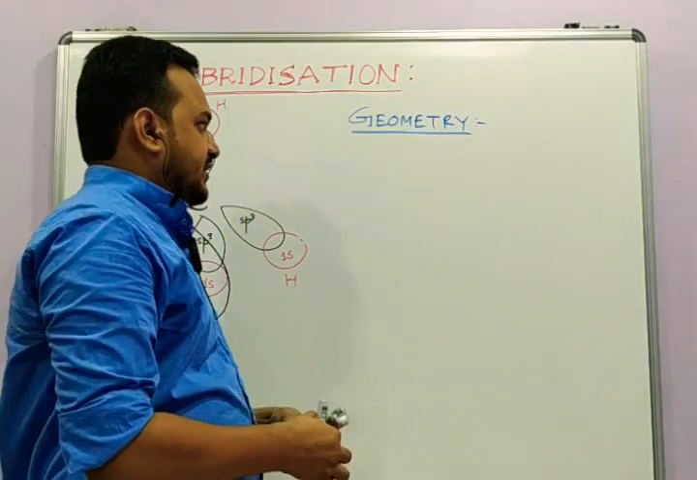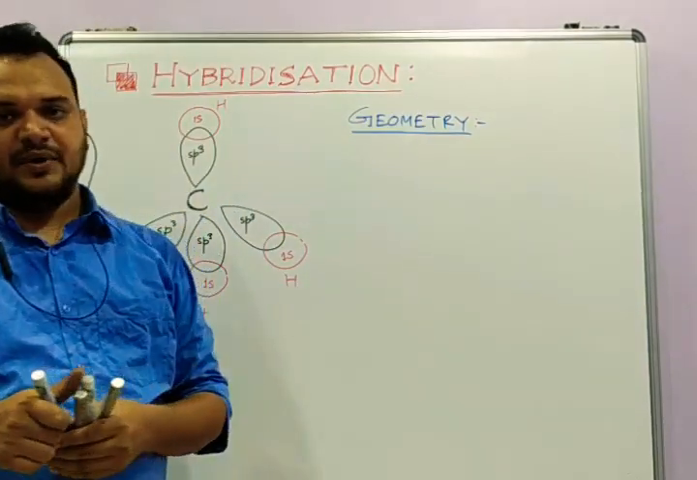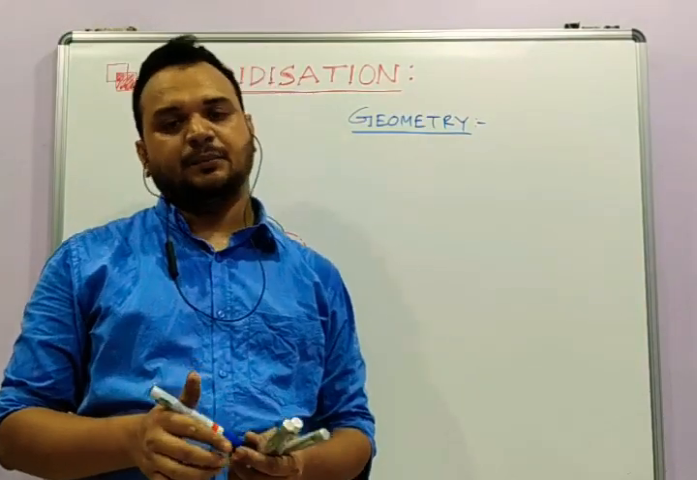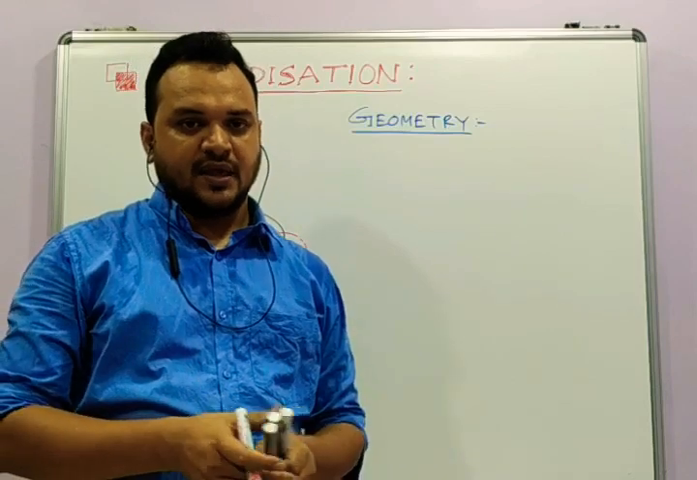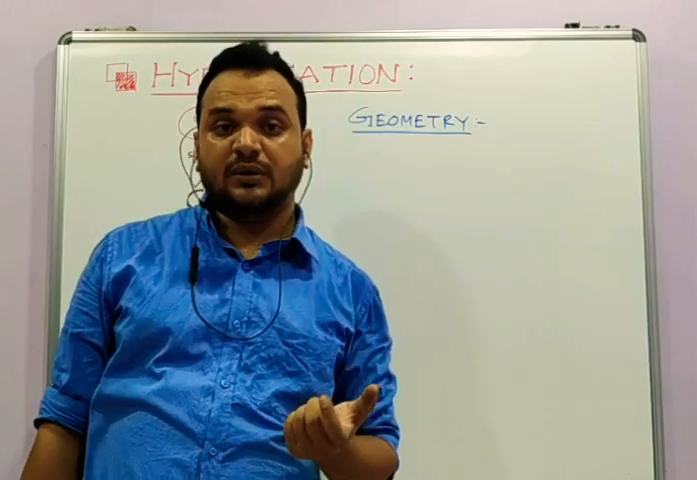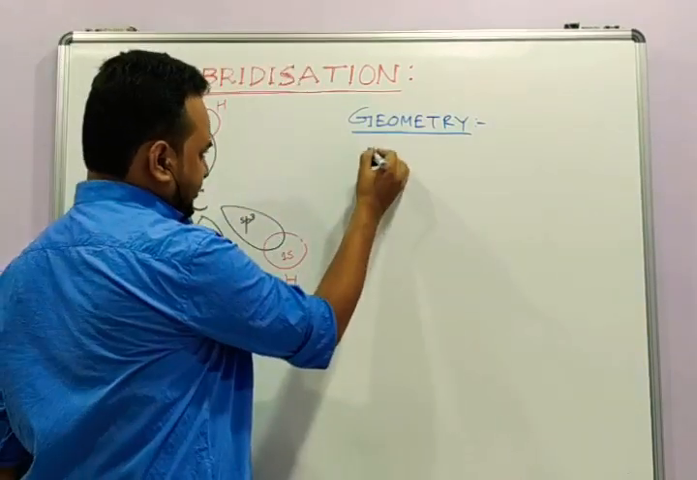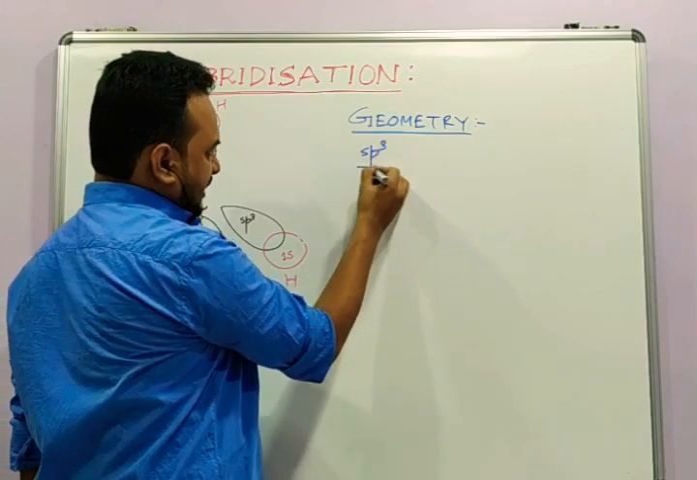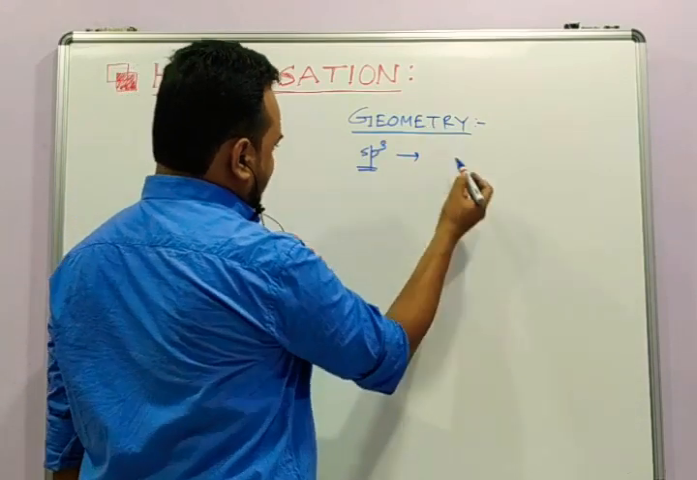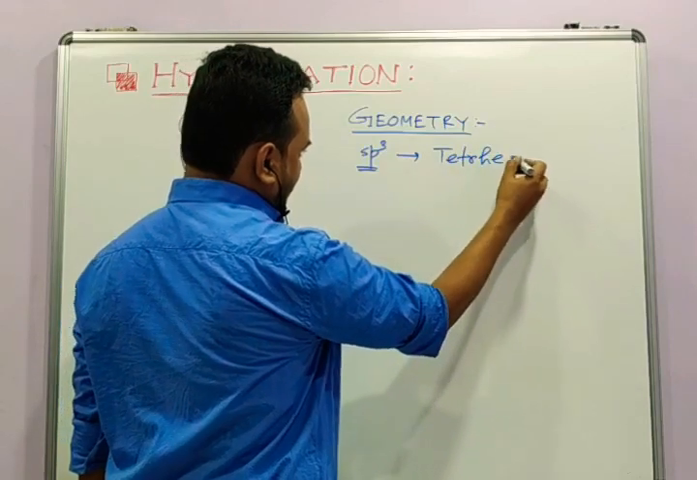Now the next thing is the geometry. Remember, each and every hybridization is associated with a particular geometry. The hybridization defines the geometry of the molecule, how the molecule looks, right? So when it is sp3 hybridization, the geometry of the molecule will be tetrahedral.